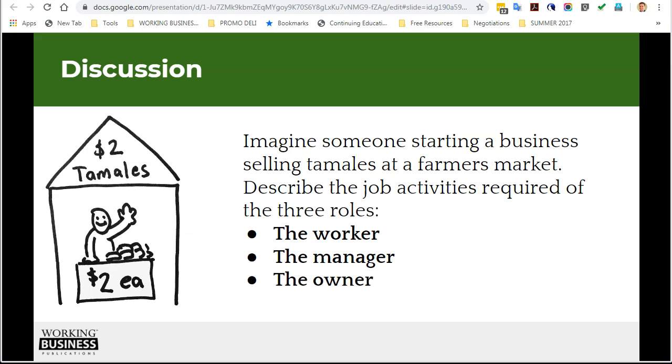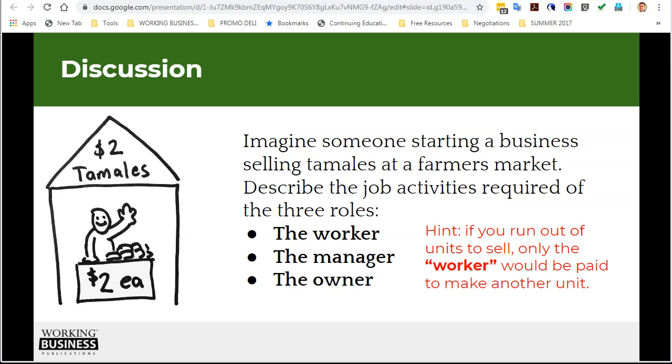And finally, the owner. The owner is the one that decides that we're going to make tamales, and they're going to decide that they're going to sell it in farmers markets, and they're going to decide the ingredients and how to hire people and all those things that the owner decides to do. So those are the three roles, right?